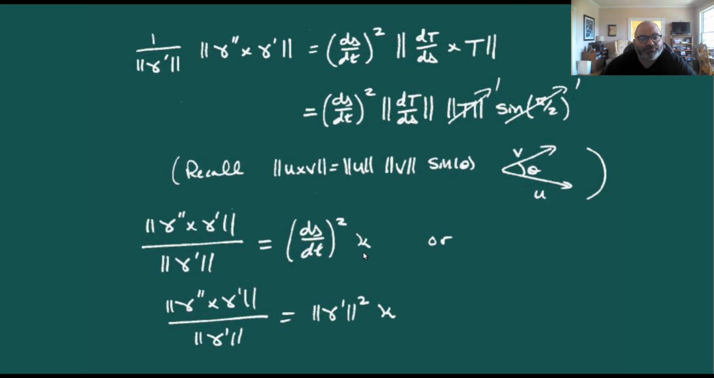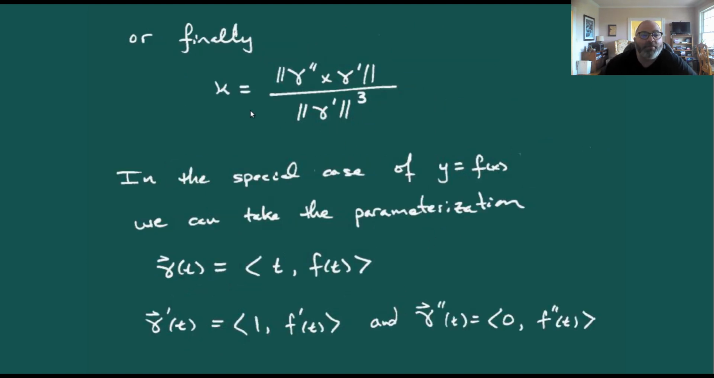And so what we have now is that the norm of the cross product of the first derivative and the second derivative divided by the norm of the first derivative is equal to the square of the norm of the first derivative times our curvature function kappa. So if we just divide both sides by that norm, then we get an expression for our curvature in terms of an arbitrary parameterization. So we didn't really care in this situation whether we are parameterizing with respect to arc length or not. That doesn't matter. We just chose an arbitrary one. And so this is the expression that we get for the curvature.